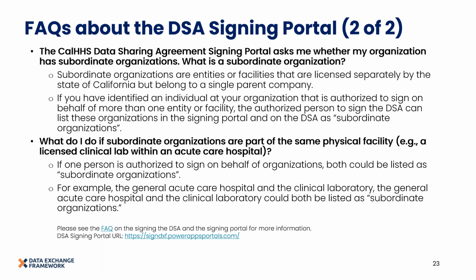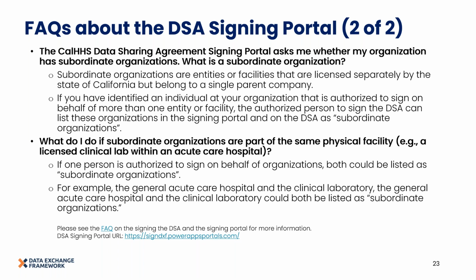And if you happen to be at the same physical facility, for example, as shown here, an acute care hospital that also includes a licensed clinical lab, so you've got two separate entities, two separate licenses, you could list the hospital name as a primary, and then also list the hospital as a subordinate with its license number, and the laboratory with its license number. If there's a separate standing part skilled nursing facility, you could list it as a subordinate with its license number.